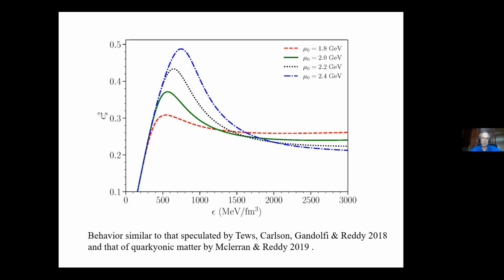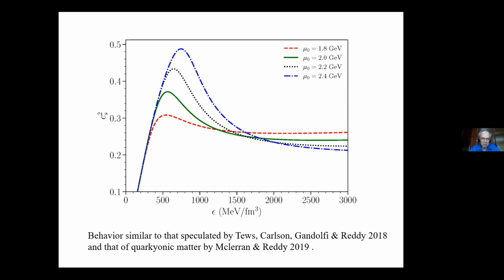This is behavior that is very similar to a plot that was speculated by Hughes, Carlson, Gandolfi, and Sanjay in 2018. They said, well, we have hadronic matter, and if you want to make a very large, heavy neutron star, you need to have a stiff equation of state. So the speed of sound has to go up, and the higher it goes, the better: the stiffer the equation of state, and the more massive the star. On the other hand, we know that at large enough energy densities, hadrons just cannot exist. They overlap, and you have to have quark matter. So the square of the speed of sound should come down, and the question was, does it approach 1/3 from above or 1/3 from below?